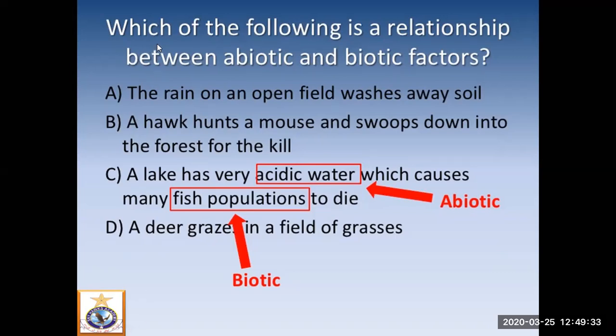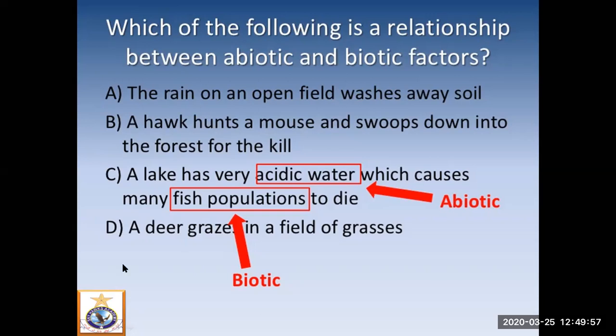Next one is, which of the following is a relationship between abiotic and biotic factors? The rain of an open field washes away soil. A hawk hunts a mouse and swoops down into the forest for the kill. A lake has very acidic water, which causes many fish populations to die. And a deer grazes in the field of grasses.